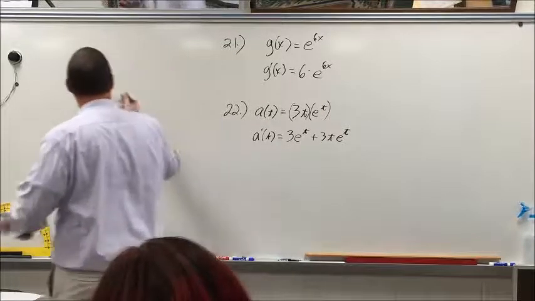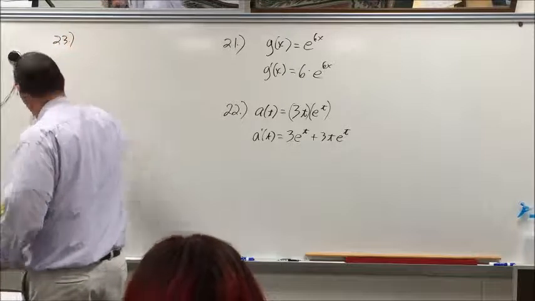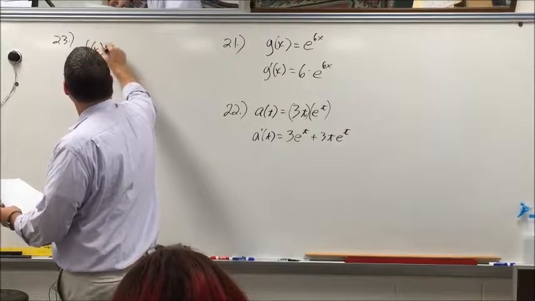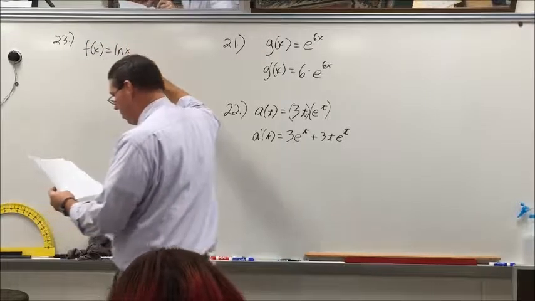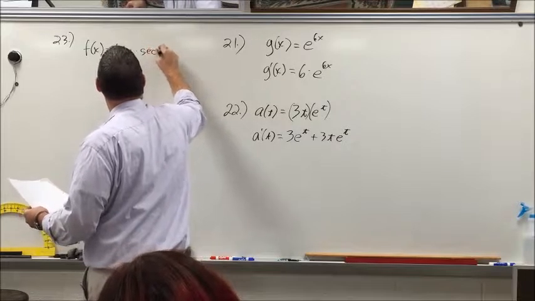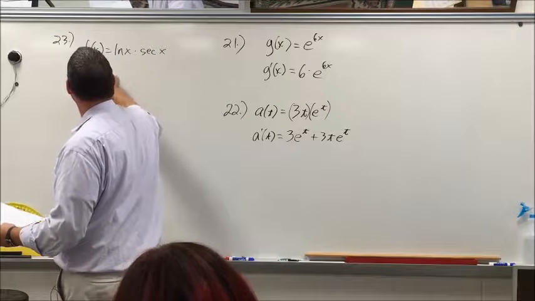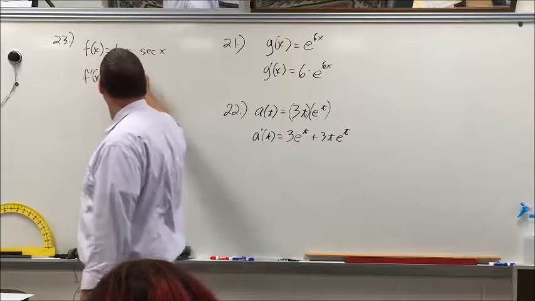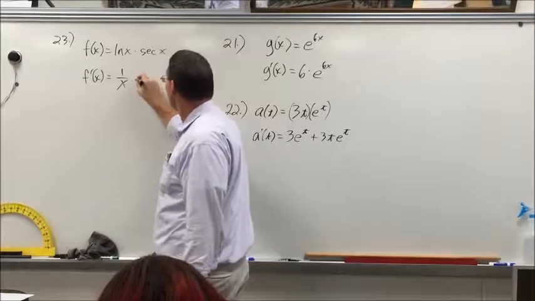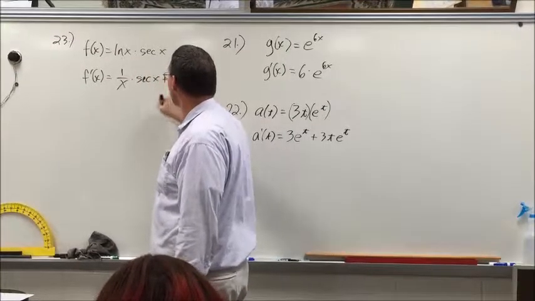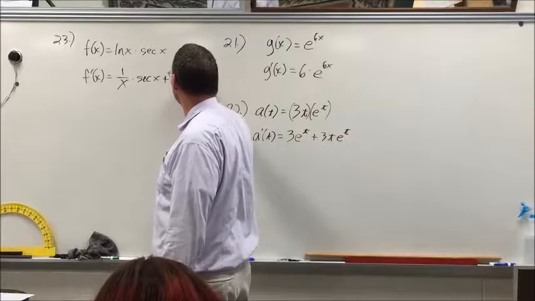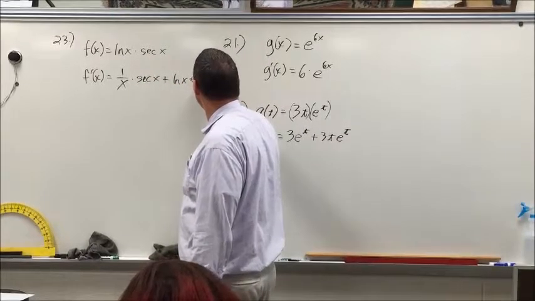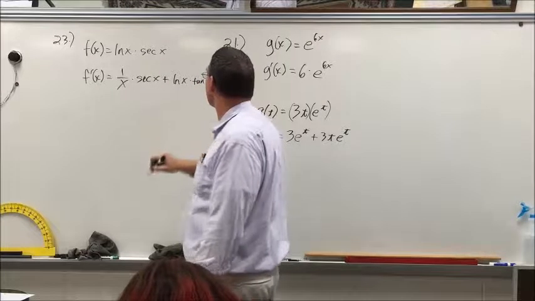All right, 23. Sure enough, product rule. We got f of x is the natural log of x times secant of x. And now f prime, derivative of this, 1 over x, times that, secant of x, plus this, natural log of x, times the derivative of secant, which is tangent of x times secant of x.